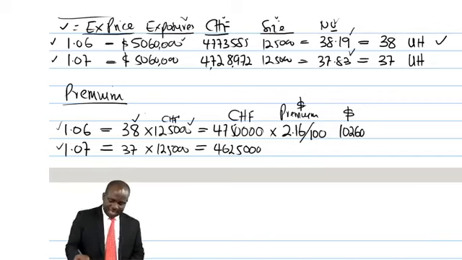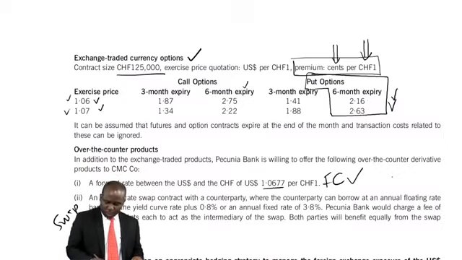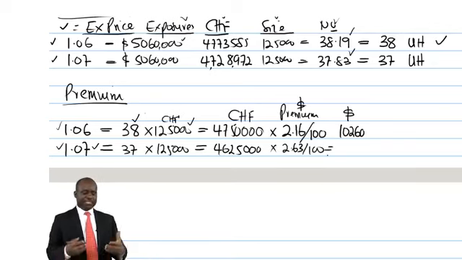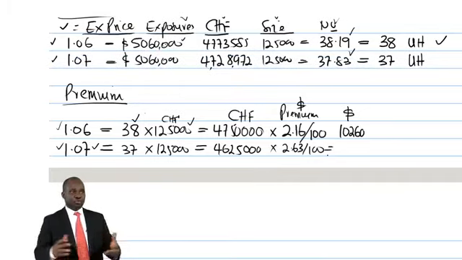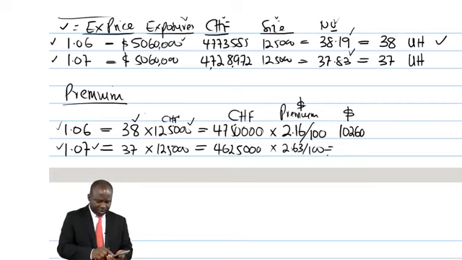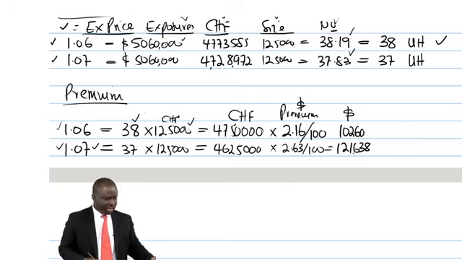Okay, and then we do the same thing for 1.07 exercise price. The premium that we are supposed to pay is given in the question as 2.63. So I will say times 2.63. Don't forget to divide by 100. Common sense is if you can do it for one line, you should be able to do it for all the other lines. Okay, so we're going to say 4,625,000 divided by 100 times 2.63, and that is giving me 121,638.